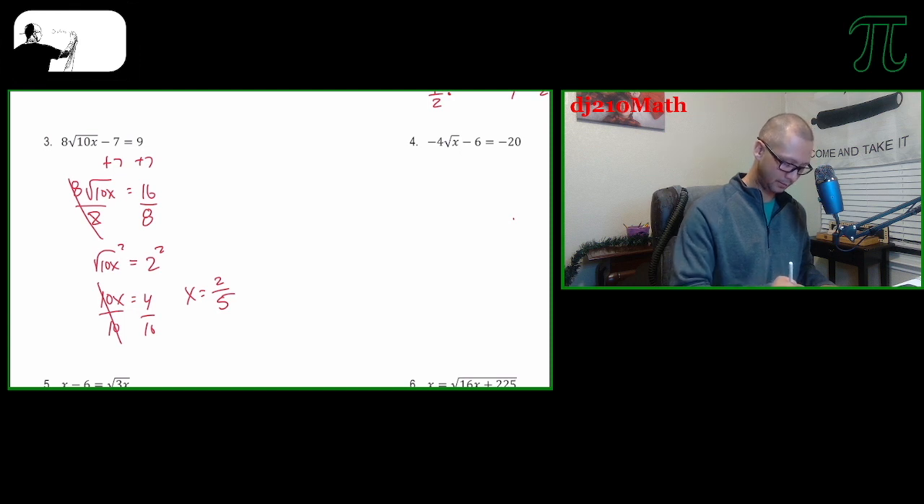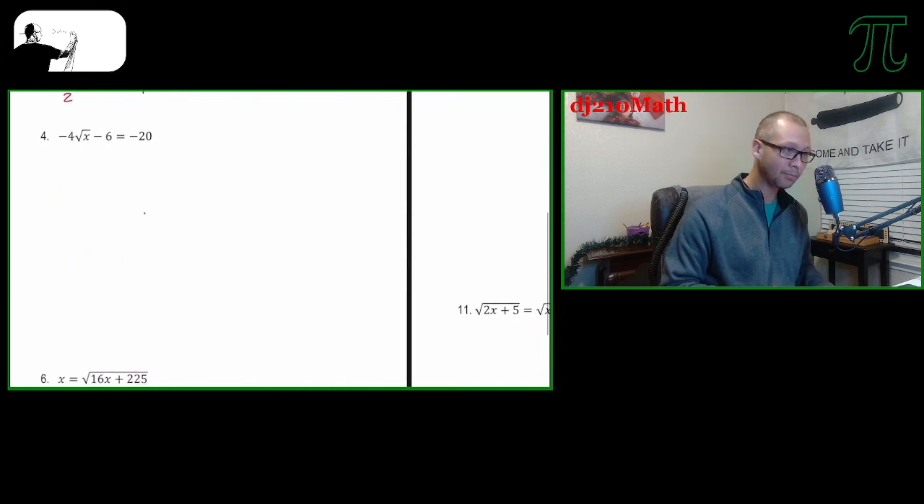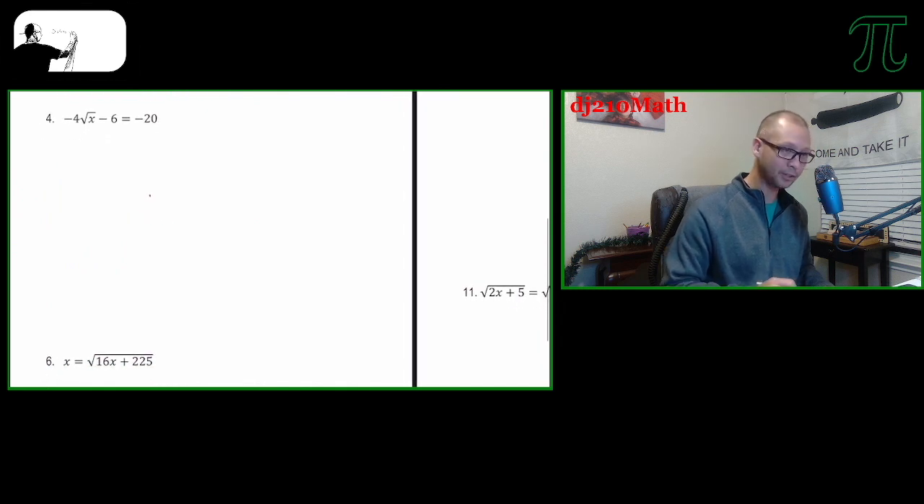We check it. 5 and the 10 are going to cancel. So it's going to be 2 times 2, which is basically square root of 4, which is 2. 2 times 8 is 16. 16 minus 7 is 9. You can check it. So, number 4.